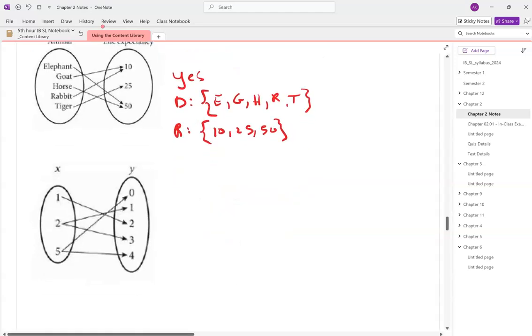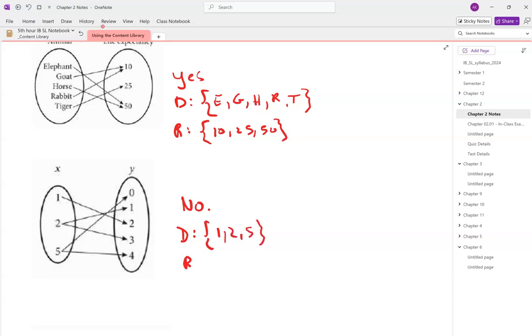How about this one? Is this a function? No. Why not? And so does 5, right? Those are both problems. What's the domain? 1, 2, 5. What's the range? 0, 1, 2, 3, 4.